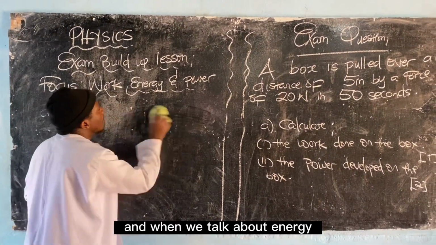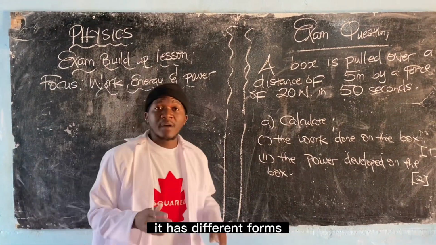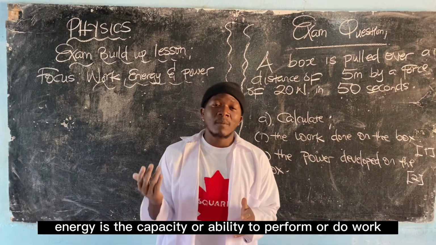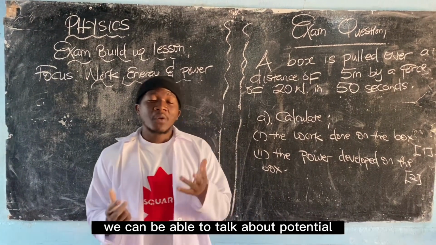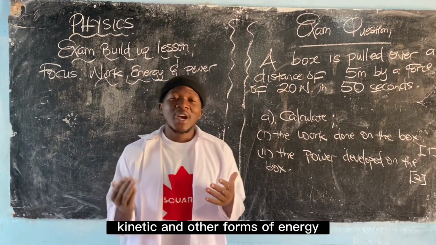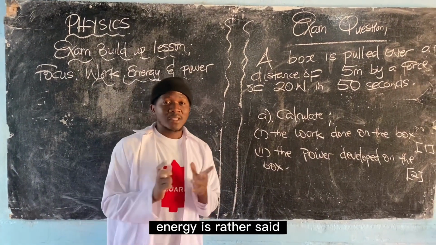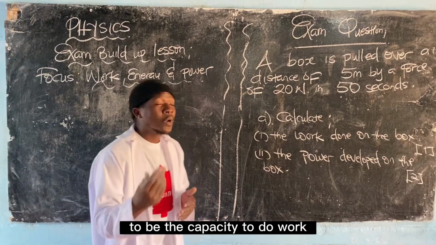And when we talk about energy, it has different forms, but generally, energy is the capacity or ability to perform or do work. We can talk about potential, kinetic, and other forms of energy. Energy is rather said to be the capacity to do work.